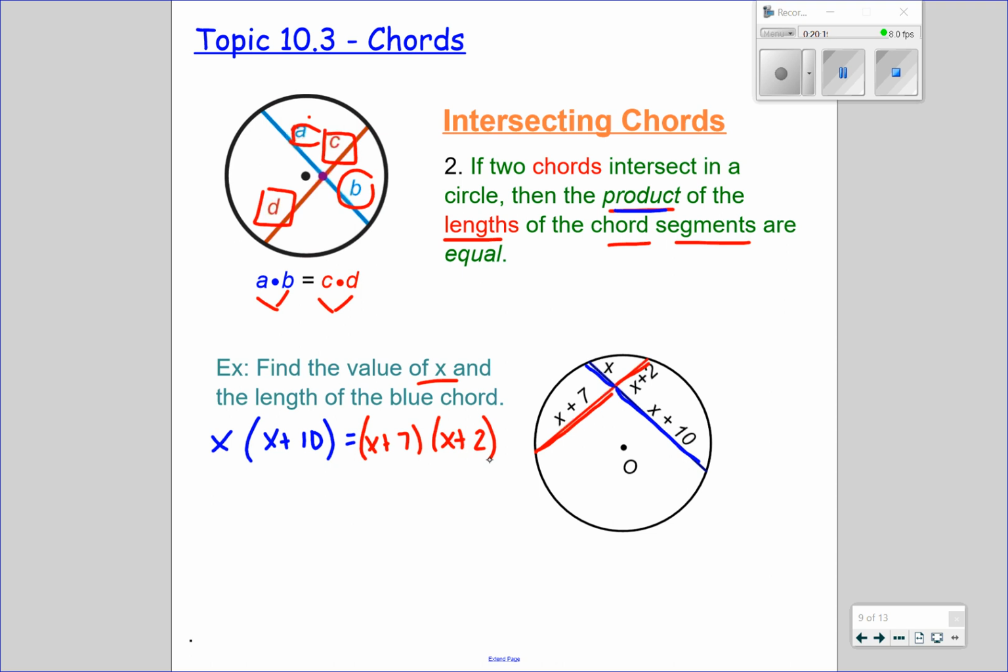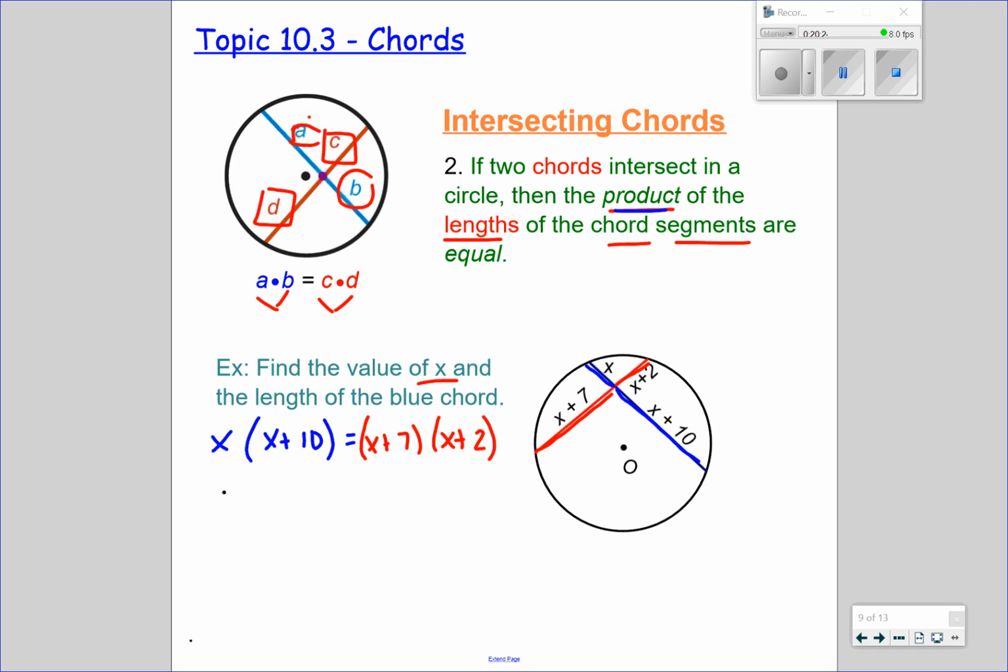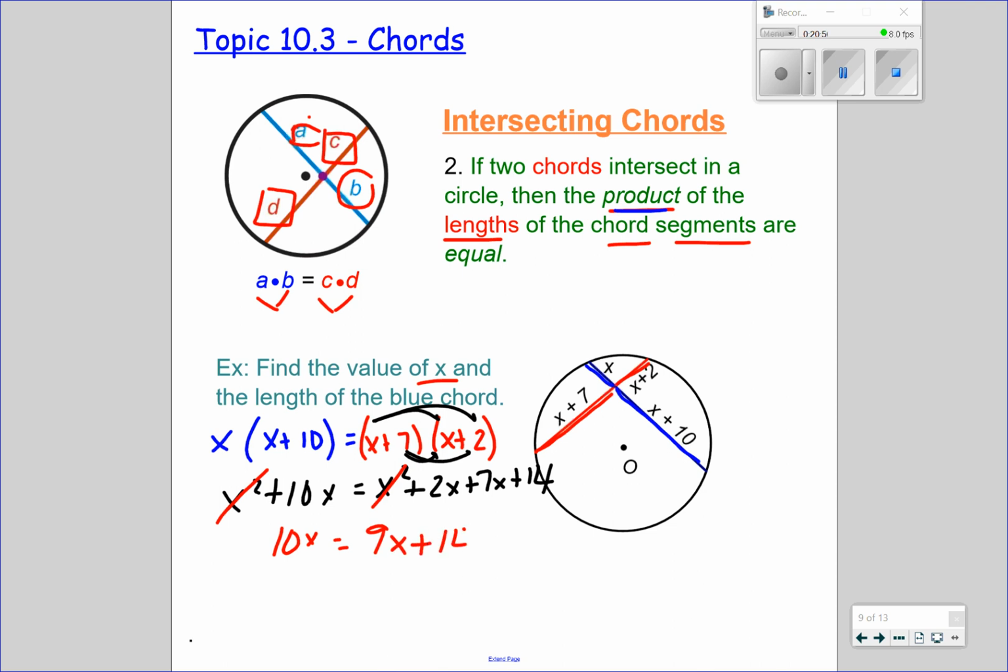So this is kind of an algebra practice here. If we go ahead and simplify this, you guys are going to see some nice things cancel out. X times x would be x squared plus 10x equals x squared, remember FOIL here, plus 2x plus 7x plus 14. Now if we have x squared on both sides of the equation, they're going to cancel. So I'll be left with 10x equals 2x plus 7x, which is 9x plus 14. Subtract my 9x over, x equals 14.